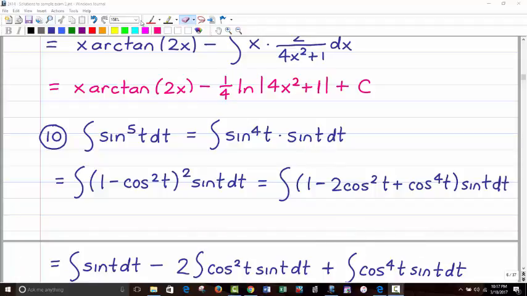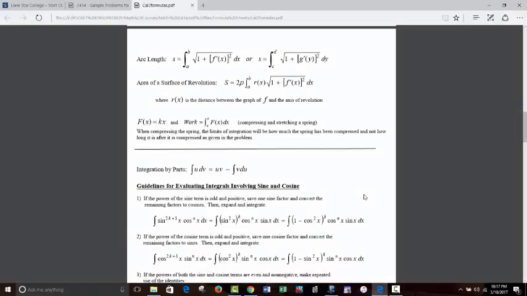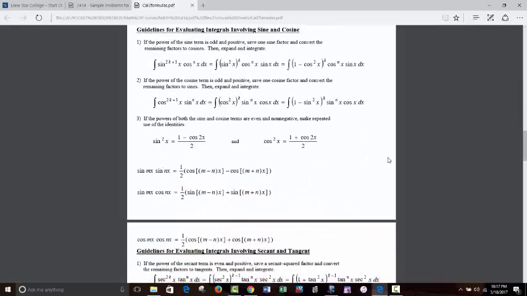All right, problem 10. We're now starting with problems that are trigonometric integration, and those have rules you see from the formula sheet. And this first one is sine to the fifth. Find the zoom here.